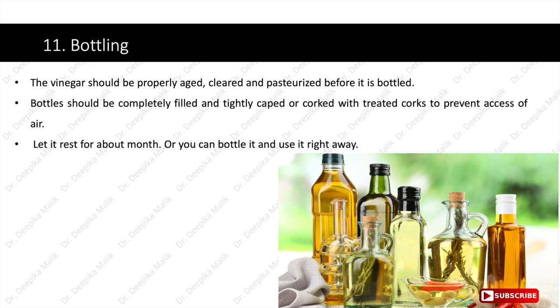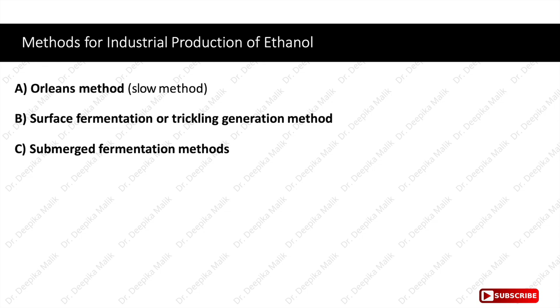Now, till here we have discussed all the steps involved in the preparation of acetic acid. The next slide shows the different methods for industrial production of acetic acid depending upon the kind of material we are using. Three types of methods are involved. First is Orleans method, which is carried out in a wooden cask or barrel. Second is surface fermentation or trickling generator method, which is carried out in surface fermenters or barrels. Third is submerged fermentation method, which is carried out in stirred tank fermenters. Now we will discuss all these methods one by one in detail.